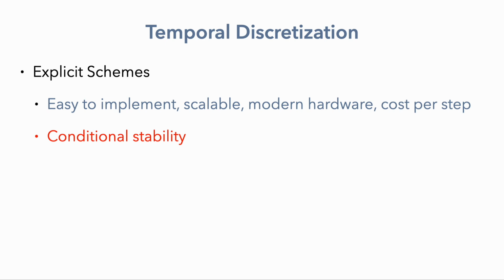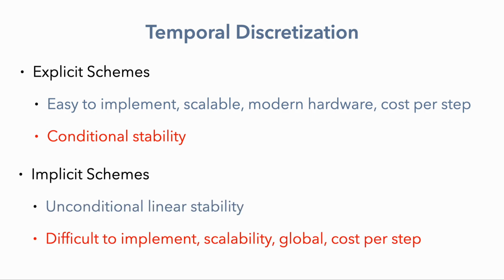The main disadvantage of explicit schemes, and this is why a lot of commercial solvers avoid them, is that they have conditional stability limits. So this means that for a given problem, we have a maximum stable time step size that we can take, and if we exceed that, the solution will blow up. Now, if you need to take a larger time step, typically one would turn to an implicit scheme, because they have unconditional linear stability properties. So this means, at least in a linear sense, you can take an arbitrarily large time step. But there are a lot of challenges with implicit schemes.